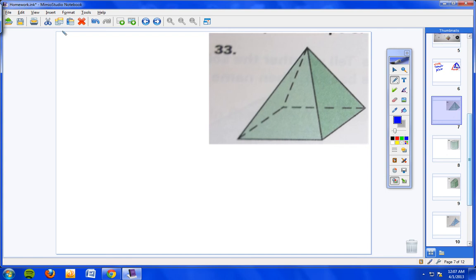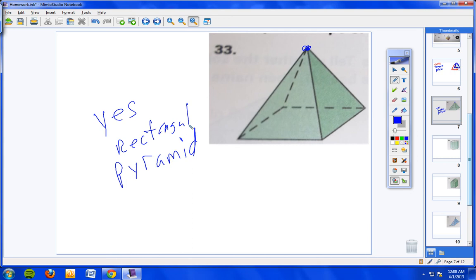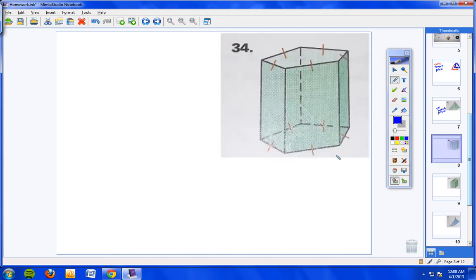33, they want us to state whether it's a polyhedron. If so, tell us the name. So we've done this already, so here we go. Yes, this is a polyhedron because it's made up of all polygons, so yes. And what do we call this? Well, it comes to a point. So we call this a pyramid. And now look at the base. It's a rectangle. So this is what we call a rectangular pyramid. All right. Okay, let's go on to number 34.